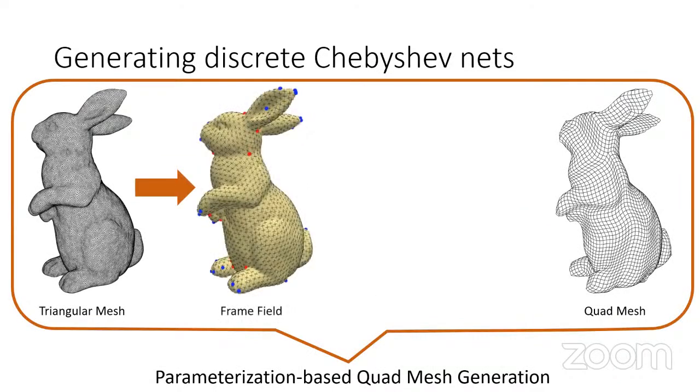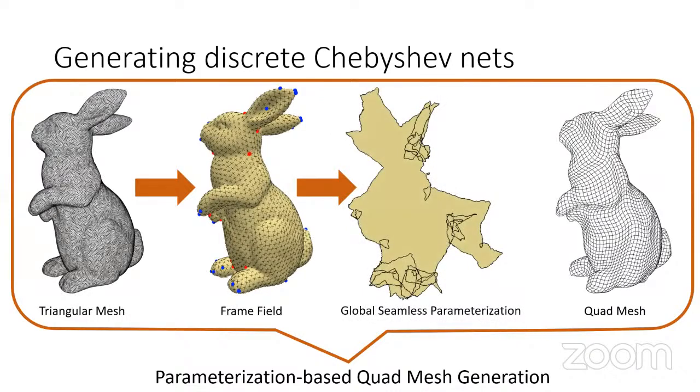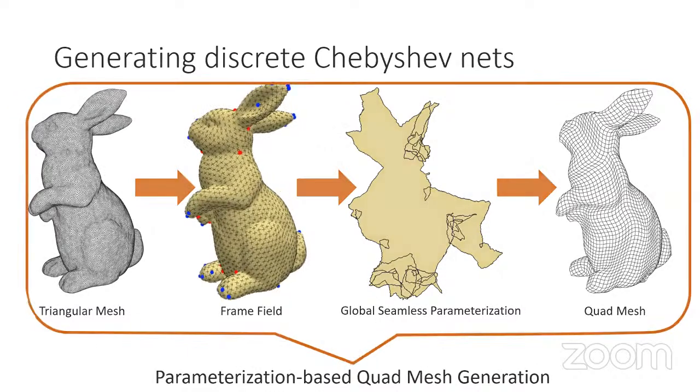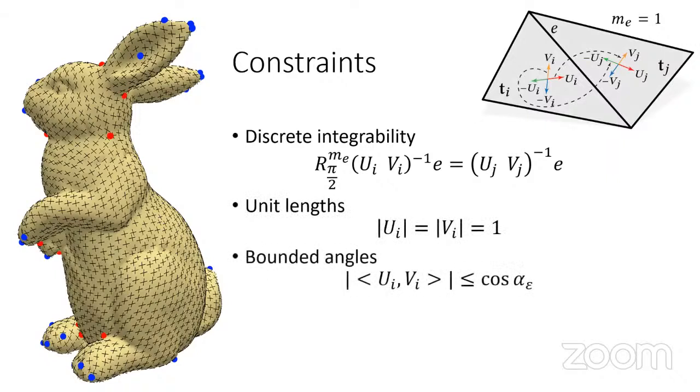We use parameterization-based methods for generating discrete Chebyshev nets. It first computes a frame field, then constructs a global seamless parameterization, and finally extracts a quad mesh. The frame fields are essential. According to the requirements of the discrete Chebyshev nets, the frame fields are required to be discretely integrable, unit length, and angle bounded. To generate such fields, we use 2 field representations.